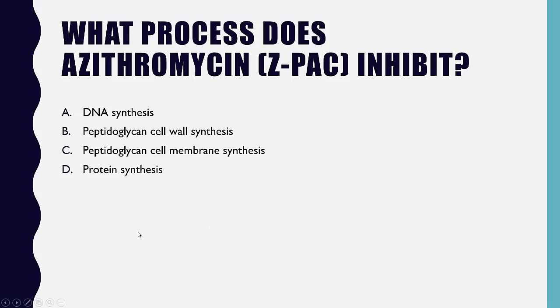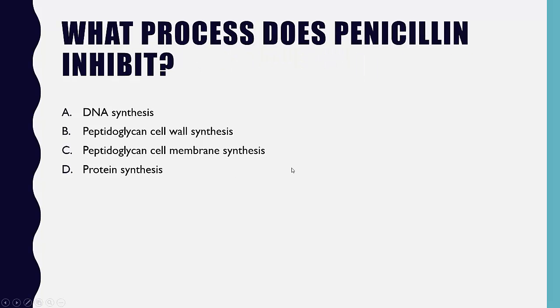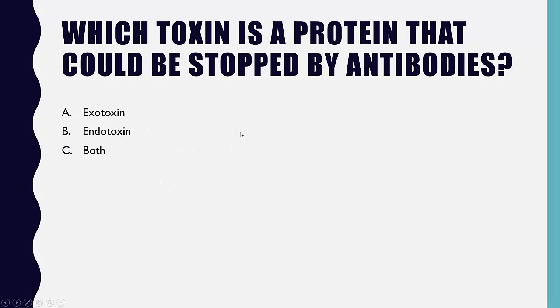What process does azithromycin or Z-Pak inhibit? DNA synthesis, peptidoglycan cell wall synthesis, peptidoglycan membrane synthesis, protein synthesis. Protein synthesis, right. D, it attacks the ribosome directly. What process does penicillin inhibit? We're talking process. DNA synthesis, peptidoglycan cell wall synthesis, peptidoglycan cell membrane synthesis, protein synthesis. Peptidoglycan cell wall synthesis, yes.